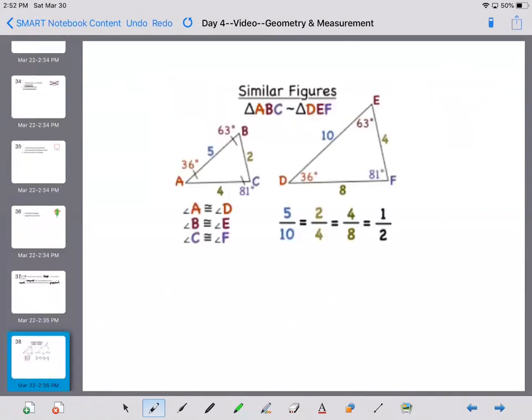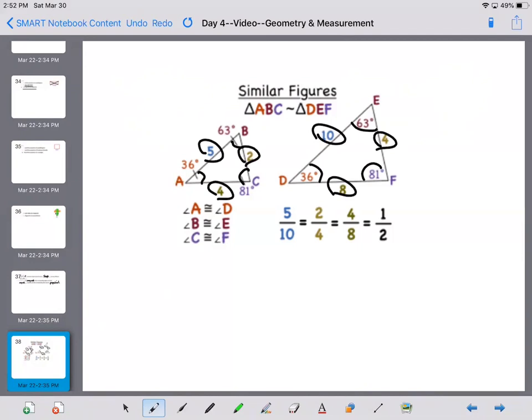Well, if you look at this example, you've got triangles ABC and DEF. Both angle B and E are 63 degrees. Angle A and D both have 36 degrees, and C and F both have 81. So they all have the same angles. It's just that triangle DEF is larger in size because the sides are proportional. 10 is double 5, 8 is double 4, 4 is double 2. So it is 2 times the size of triangle ABC.